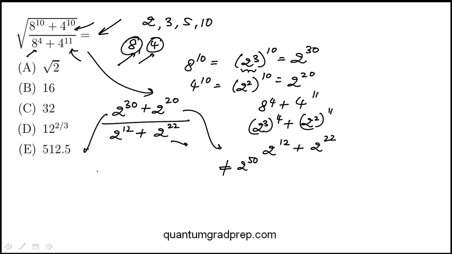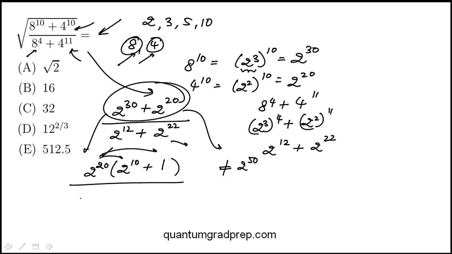So here in the top, we're going to pull out 2 to the 20. And what would be left behind when you pull out this term would be 2 to the 10, and this would be 1. If you ever need to check your work, remultiply and check if you get the same expression. Same thing with the denominator. We're going to pull out 2 to the 12, and we get 1 plus 2 to the 10.